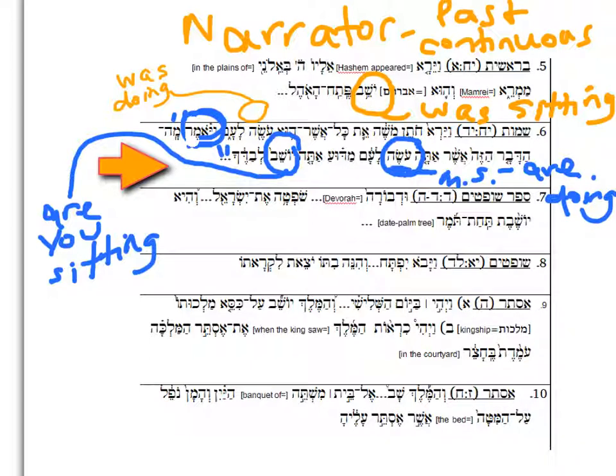What I like about this pasuk is that you have the same word, oseh, appears 2 times. The first time we have it with the narrator, so I have that past continuous. And the second time I have it with a speaker, so I see it's present tense when I have the speaker. So the same word is translated differently, and we see the difference between a narrator versus a speaker.